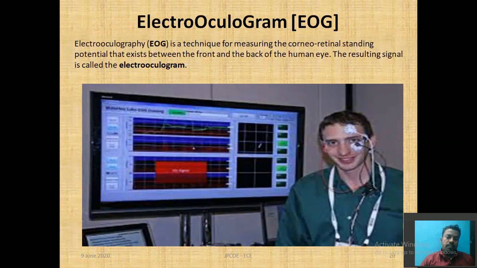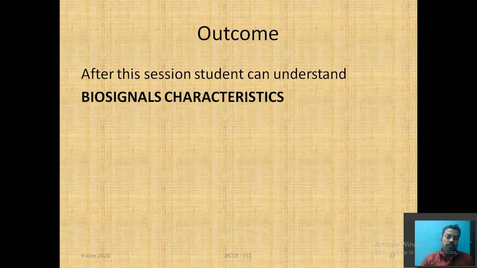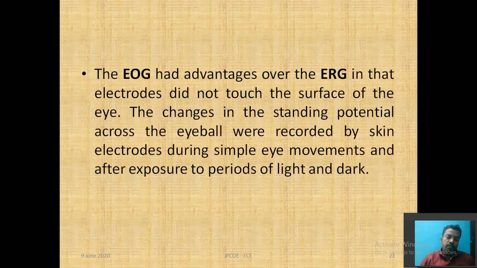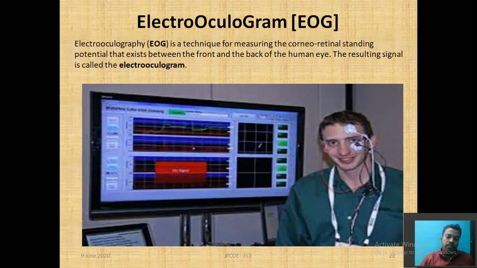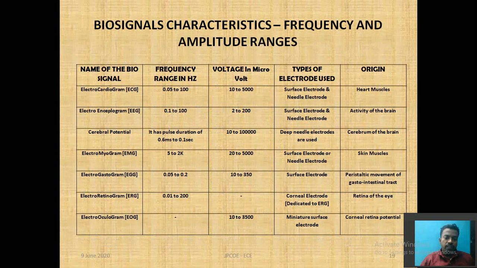So we come to the outcome. After this session you can understand the biosignal characteristics, in frequency and voltage ranges. This is session 1, the easiest one, the basic things that we have studied: the different biosignal characteristics.